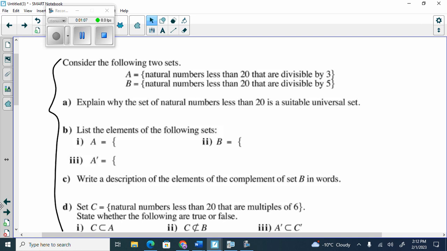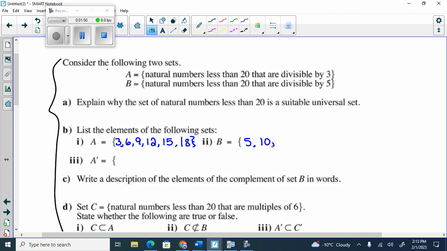Okay. Natural numbers less than 20. Where do we stop at? 19. That are divisible by 3. So what's the first one? 3. Yep. 3 then? Yep. 9. Yep. You did so well, and then you stopped. There we go. Okay. Divisible by 5. What's our first one? 5 then? 10 then? Voila.